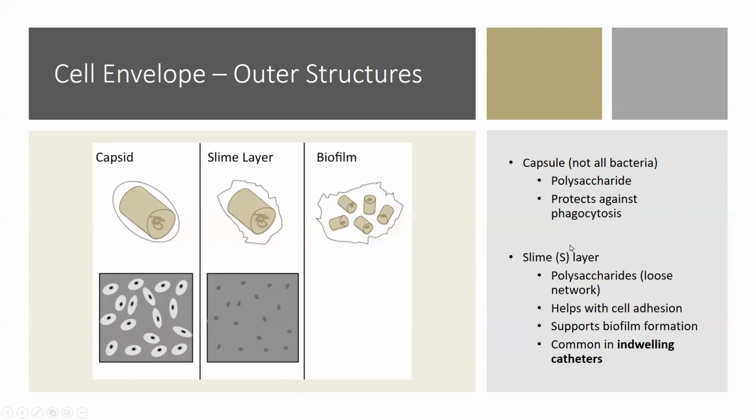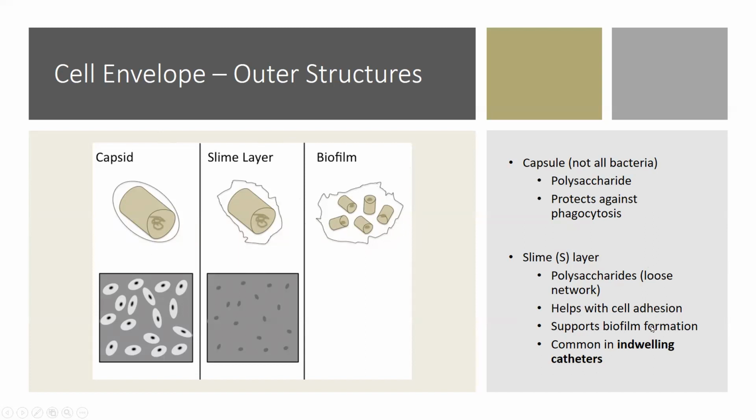A slime layer is more of a looser network of polysaccharides. So these are both polysaccharide layers, but slime layer is less organized of a layer around the bacterium. It is more involved with cell adhesion, but it also supports creation of biofilms. So a bacteria that forms slime or has a slime layer can form biofilms. Not all encapsulated bacteria can form biofilms. Most bacteria that have a slime layer can form a biofilm.